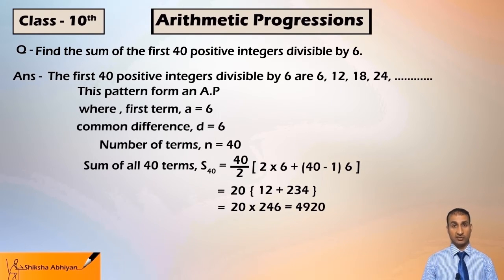4920. So the sum of first 40 positive integers divisible by 6 is 4920. This is your sum. Now we will see the next question.